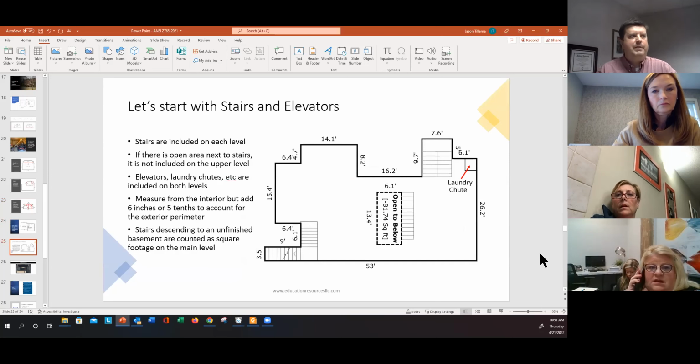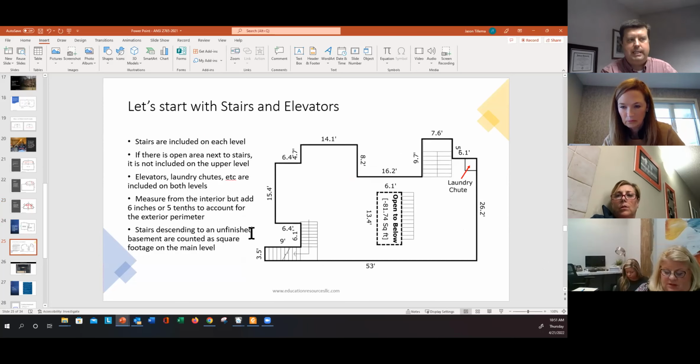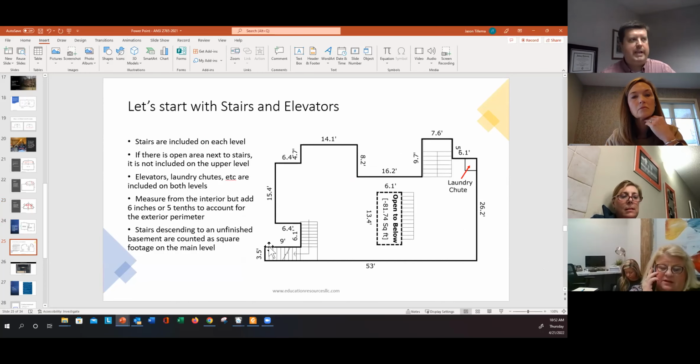All right, stairs. This one, I think in the past, a lot of times you might see staircases get cut off right around in here. That's no longer the case. Staircases must be included on both, or stairs are included on each level that they serve.